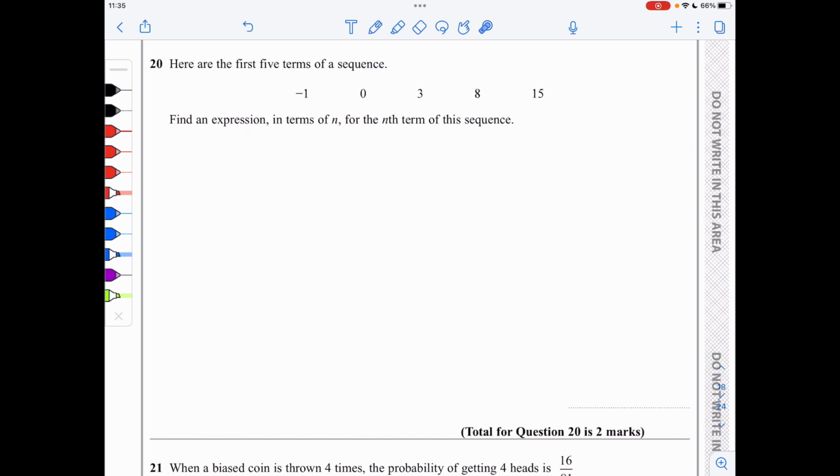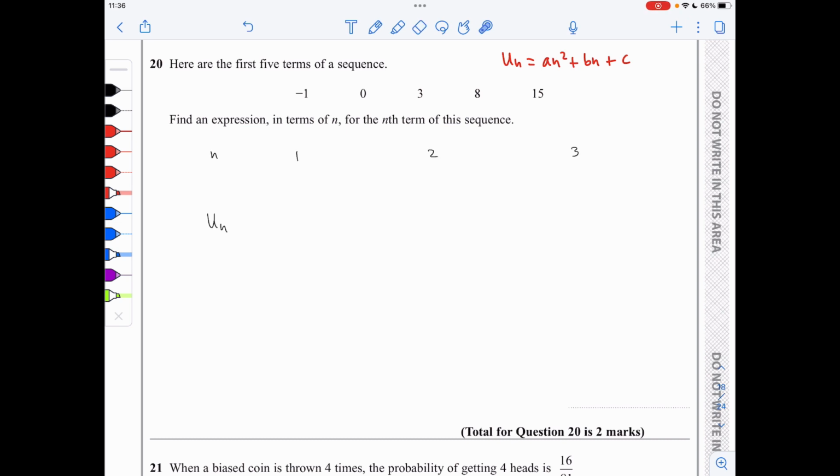So we see that the differences between consecutive terms is not constant. It goes from 1 to 3 to 5, so it must be a quadratic sequence having a general equation of the form un is an squared plus bn plus c. So the objective is to find the values of a, b, and c. So it makes sense to draw up a table here.